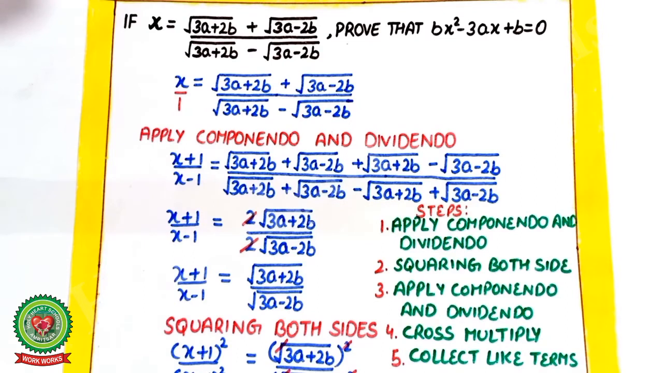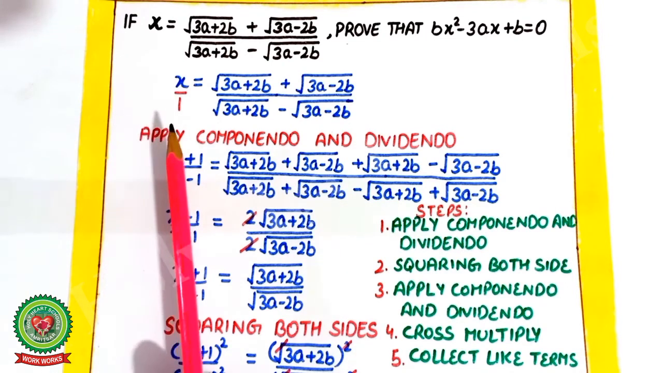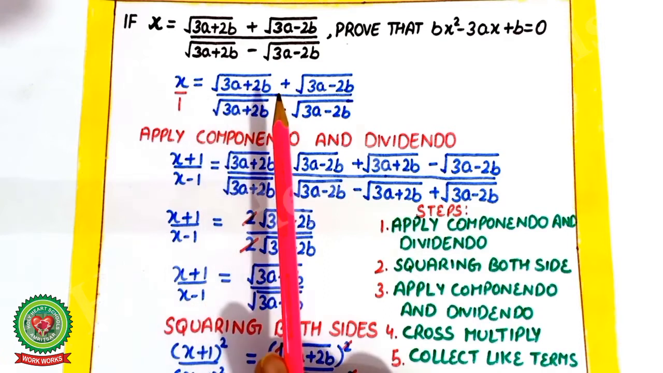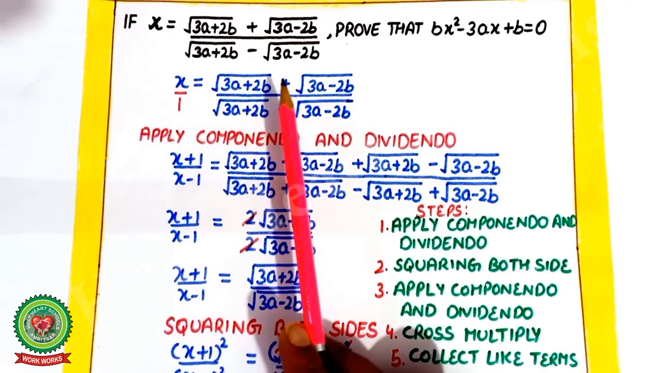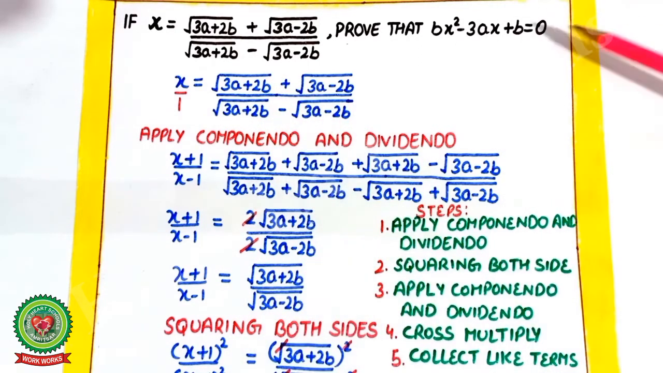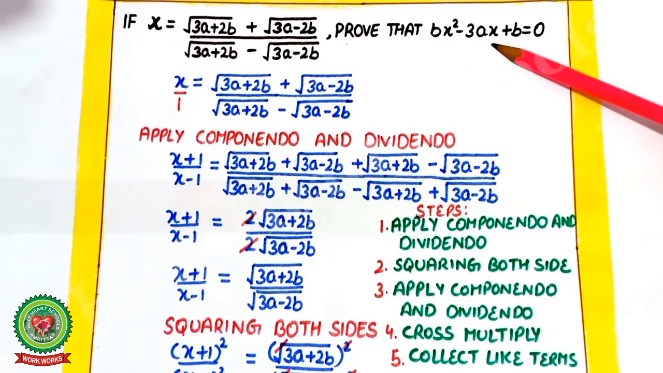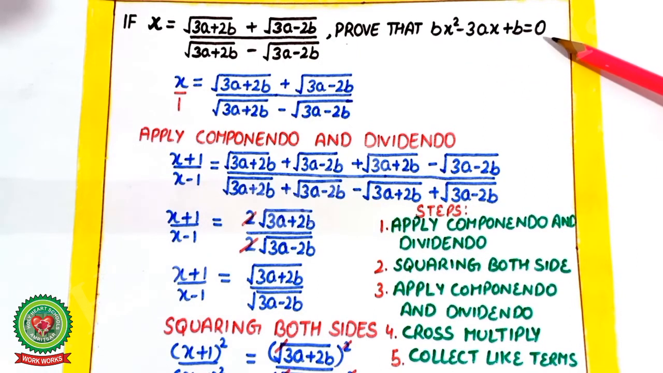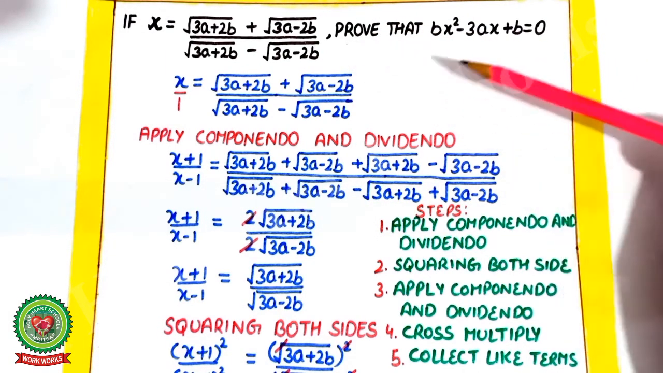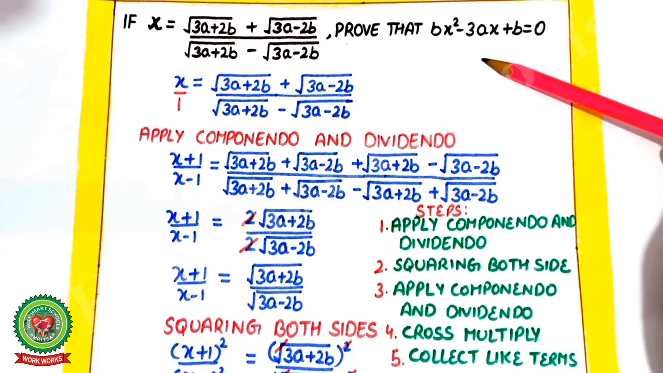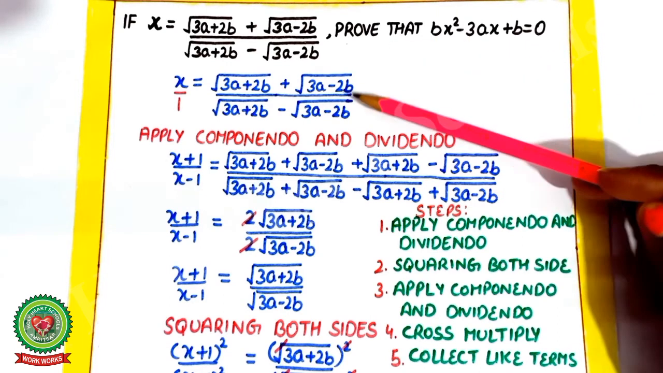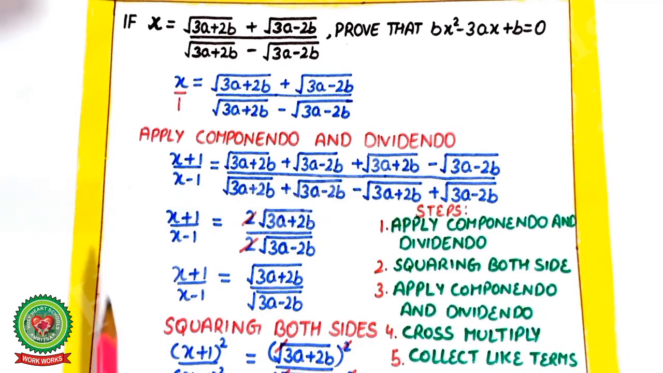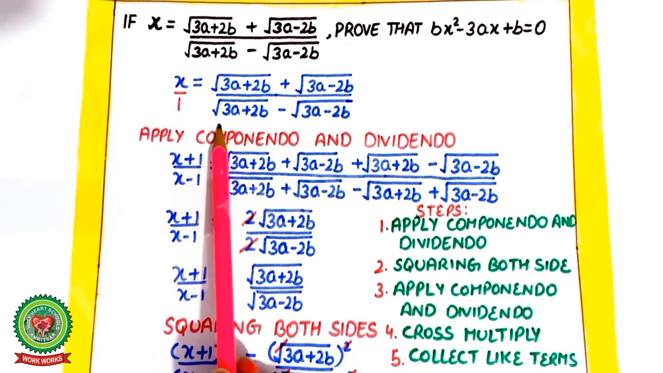Now next example is if x equals to square root of 3a plus 2b plus square root of 3a minus 2b upon square root of 3a plus 2b minus square root of 3a minus 2b, we have to prove that bx square minus 3ax plus b equals to 0. So according to this question, again big value is given to you. We have to prove small value. So here we have to apply properties of proportion. So according to this, first of all, complete the fraction here. After completing the fraction, we have to apply some steps.